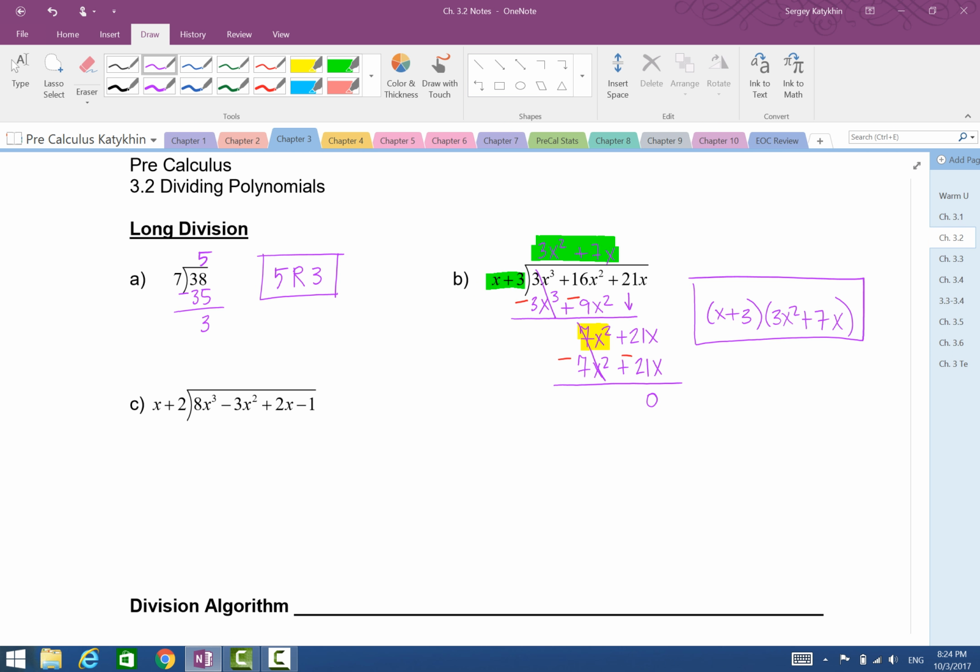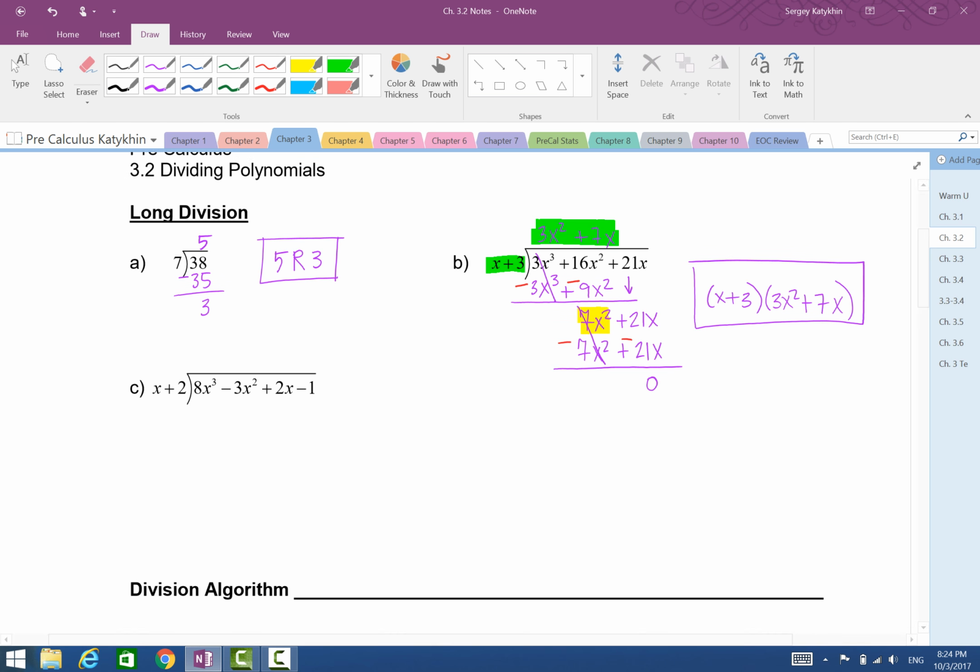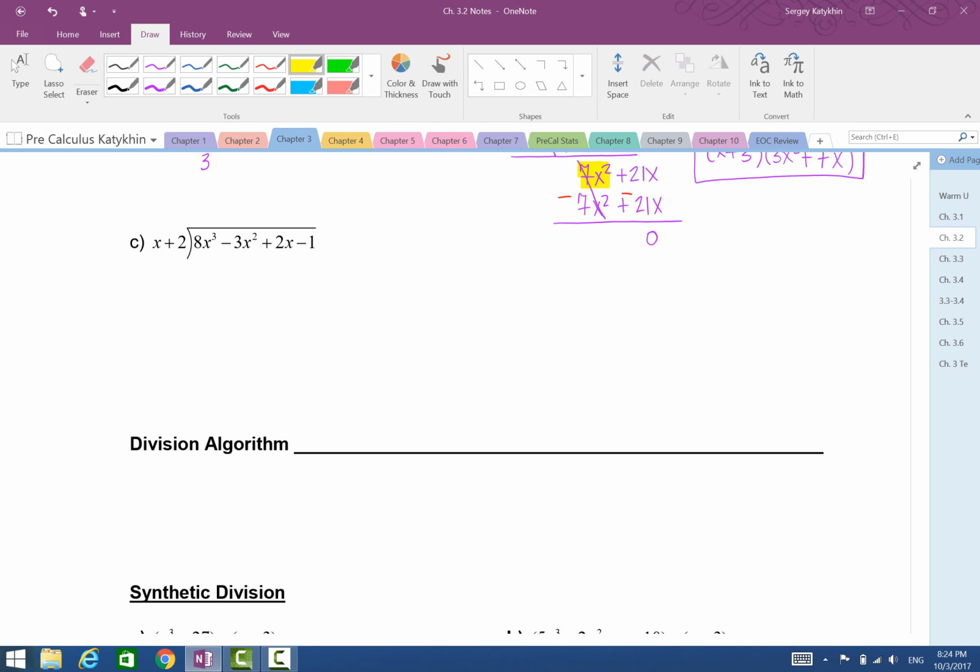Let's look at another example here, example C. Again, look at the first term. We have x here and we have 8x cubed. Ask yourself, what do I have to multiply x by to get 8x cubed? The answer to that is 8x squared. So 8x squared times x gives me 8x cubed.